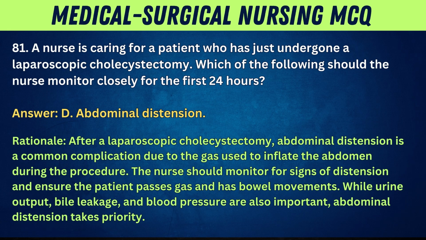After a laparoscopic cholecystectomy, abdominal distension is a common complication due to the gas used to inflate the abdomen during the procedure. The nurse should monitor for signs of distension and ensure the patient passes gas and has bowel movements. While urine output, bile leakage, and blood pressure are also important, abdominal distension takes priority.